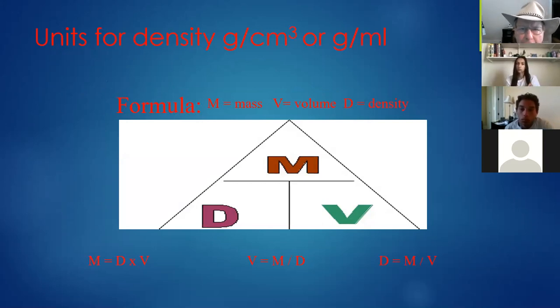Now, I like to explain this with something called the density triangle. What you do for the density triangle is you put the mass on top and the density and the volume on the bottom. What that means is if you have the mass and the volume, there's a line between them. You divide them to get the density. If you have the mass and the density, there's a line between them. You divide them, you get the volume. This line doesn't exist. If you have the density and the volume, you multiply them to get the mass.